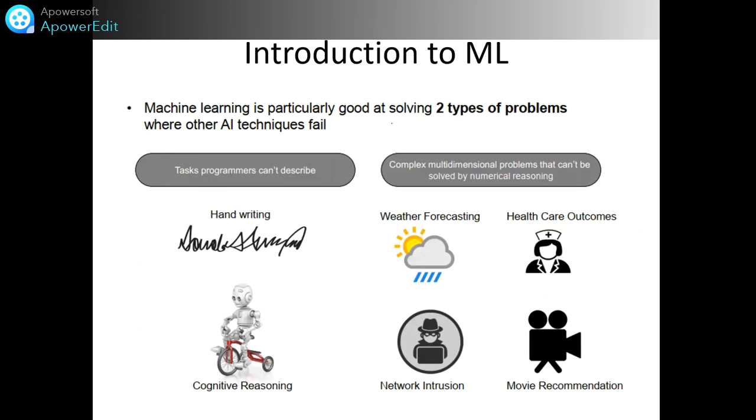Now it is a type of challenge, or it requires some knowledge, to know over which particular problem we can apply machine learning algorithms, or what we can easily model. So generally, machine learning is basically applied on these two types of problems, which are tasks a programmer can't describe.